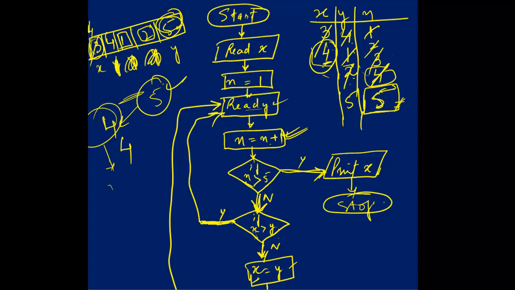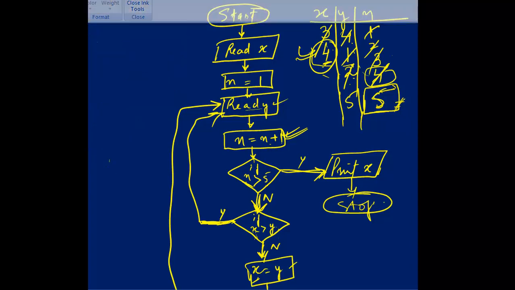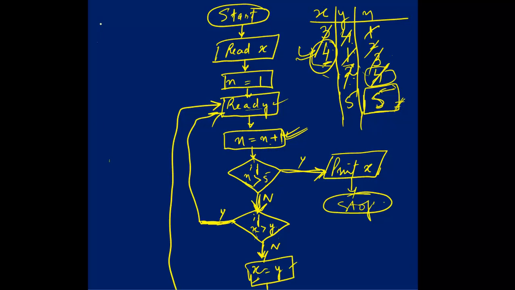This x is 4. You can see this is already replaced. This is 4, and you can see here also this is 4. Now you can compare these two. It will give us no, because x is smaller than y this time. X is 4. I will write it clearly.